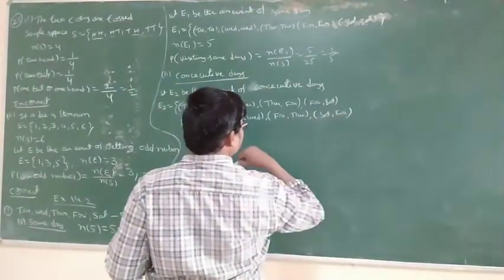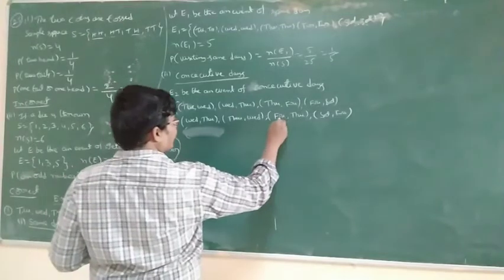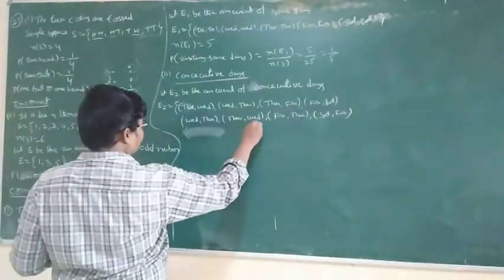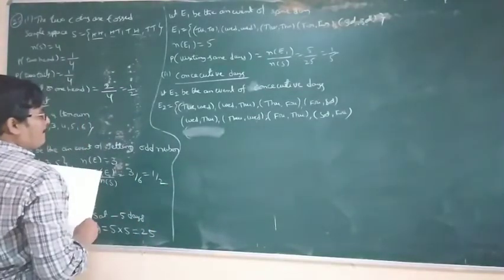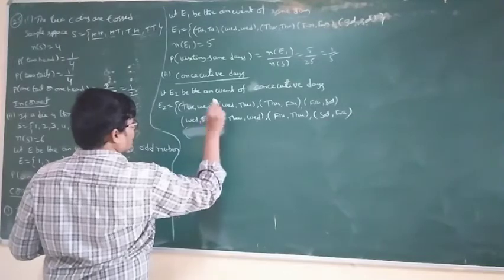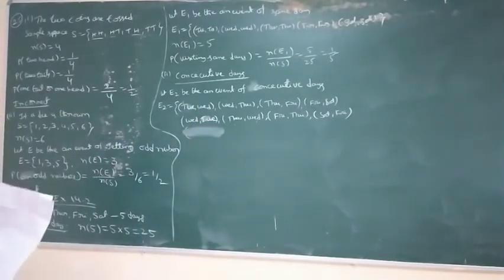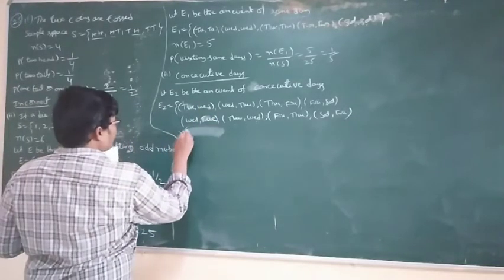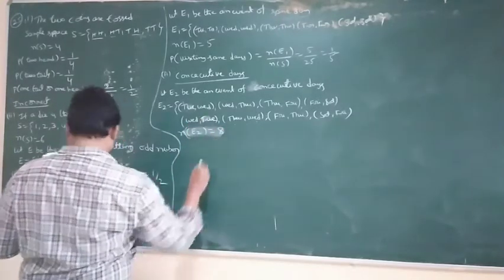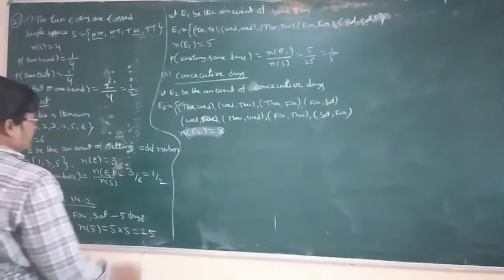Saturday, Friday, okay. Friday, Thursday, okay. Thursday, Wednesday, okay. Wednesday, Tuesday. So n of E2 is equal to how many? 1, 2, 3, 8. n of E2 is equal to 8.